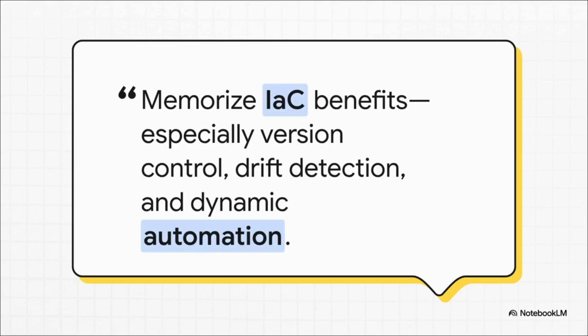Third tip, when you see infrastructure as code on the exam, your brain should immediately go to the business benefits. They're not just going to ask you what it is, they're going to ask why you'd use it. So you need to remember version control for rolling back mistakes, drift detection to catch unauthorized changes, and automation for building things fast and, most importantly, consistently.